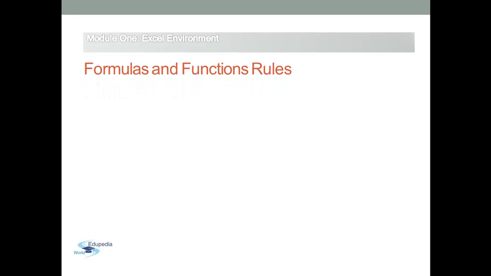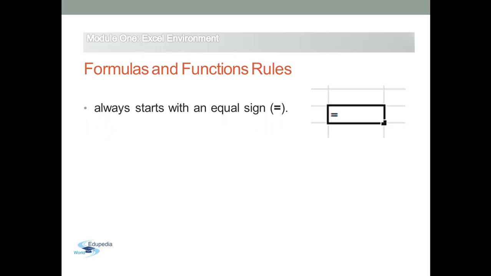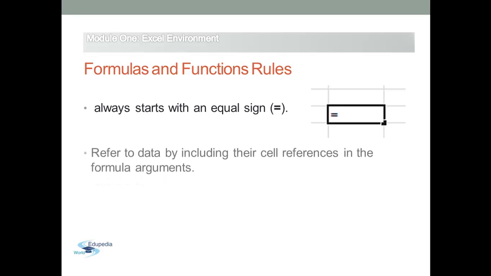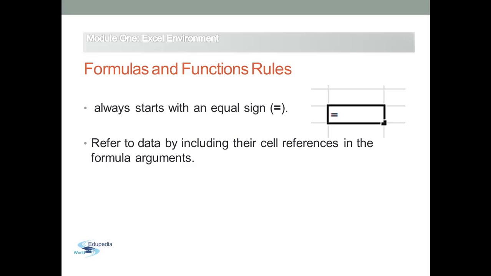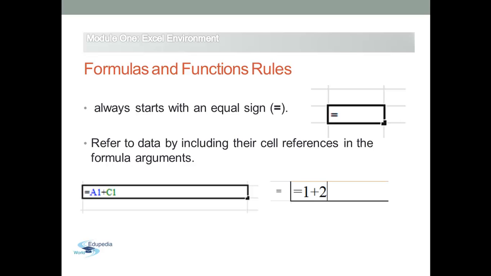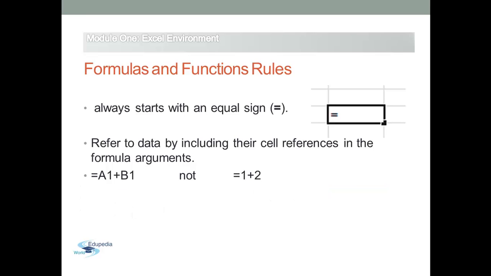There are some rules for formulas and functions. A formula always starts with an equal sign. When you create a simple formula or a formula that uses a function, you can refer to data in cells by including cell reference in the formula arguments. For example, instead of writing 1 plus 2, we can use the first cell reference and the second cell reference and write the formula instead: equal A1 plus B1.